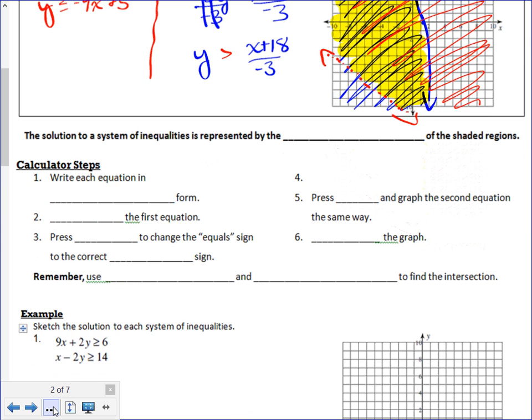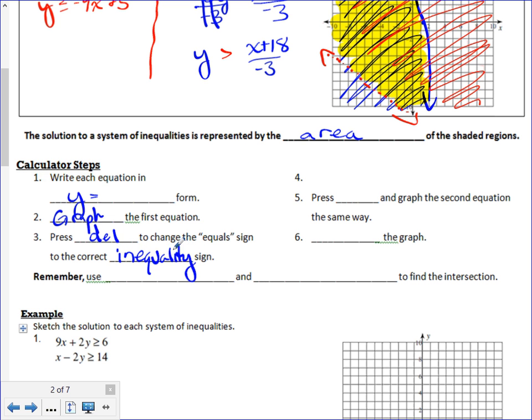So what were some of the key ideas that we just had? First, we have to write each equation in y equals form. You could also call it standard form, get y by itself, isolate y. Then we took the first equation and we graphed it. Key point, how do you change the equal sign to an inequality sign? Delete, yep. To the correct inequality sign.